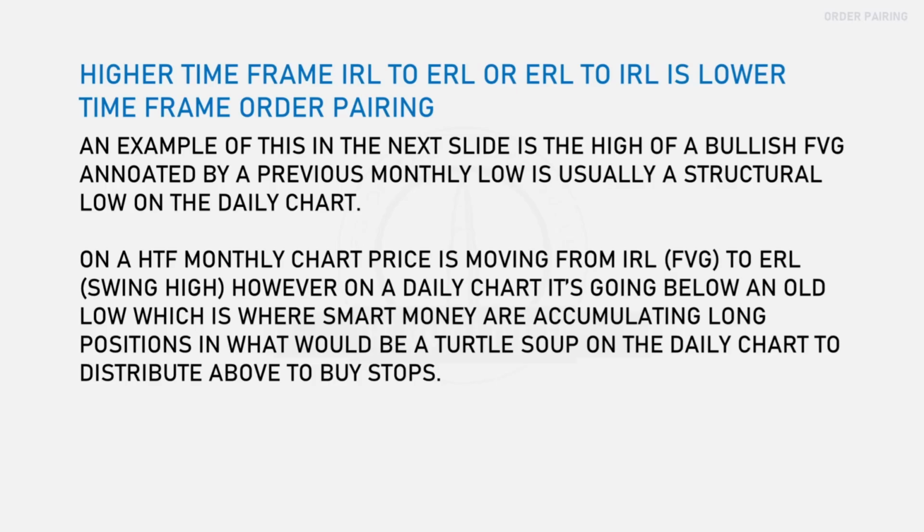So on a higher time frame monthly chart, price is moving from internal range, that fair value gap, remember, to external range, that was that swing high. However, on a daily chart, it's going to be below an old low, which is where smart money are accumulating long positions in what would be a turtle soup on a daily chart, to distribute above those buy stops.